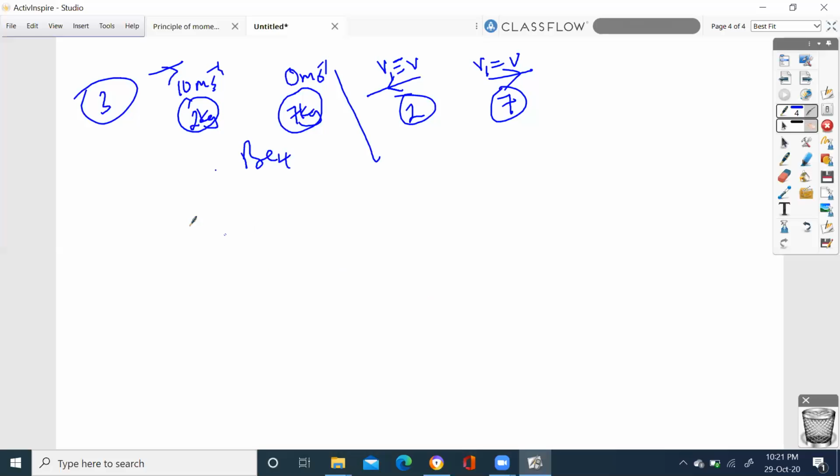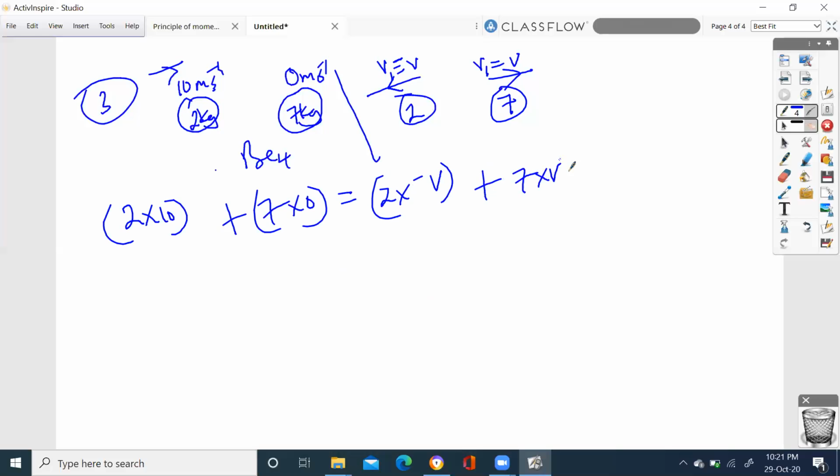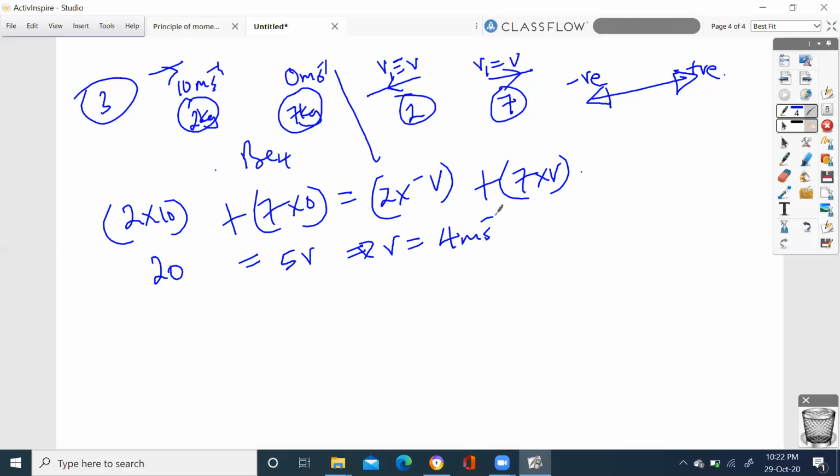From the conservation of momentum, we shall say that 2 times 10 plus 7 times 0 is equal to 2 times negative V plus 7 times V. In other words, if anything is going this way, give it a negative. If anything is going the other side, give it a positive. So you shall have 20 equal to negative 2V plus 7V, which gives 5V, implying that V is equal to 4 meters per second.